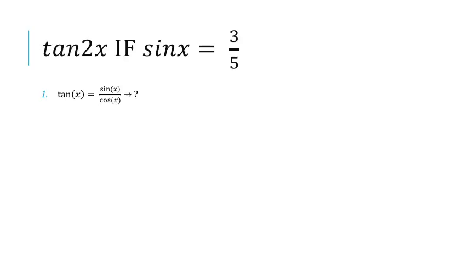First, we have to figure out what tangent of x is, and to do so, we will divide the sine of x by the cosine of x. Because we already have sine of x, we now must figure out what cosine of x is. And to do so, we will be using the equation sine of x squared plus cosine of x squared is equal to 1.